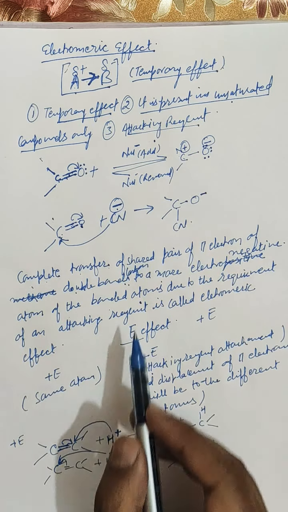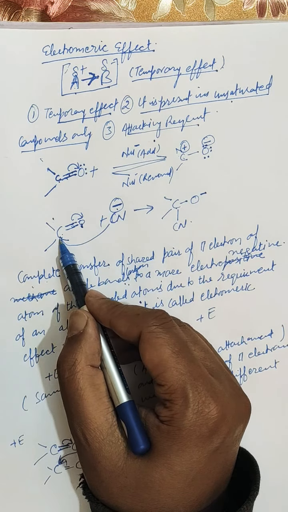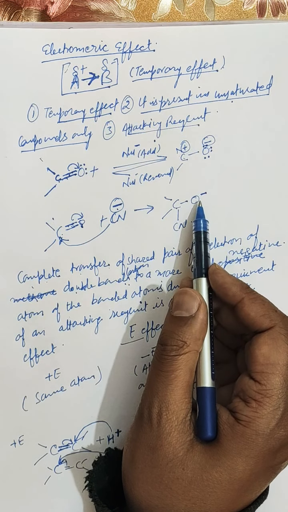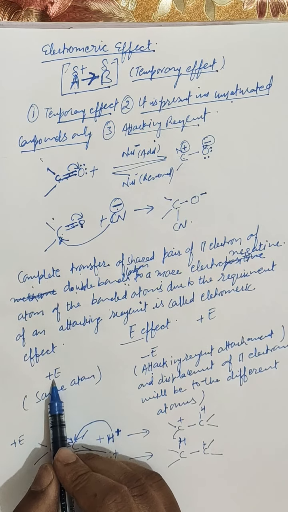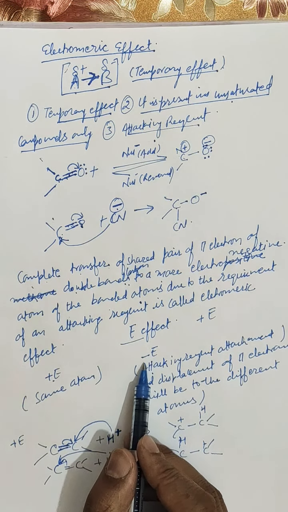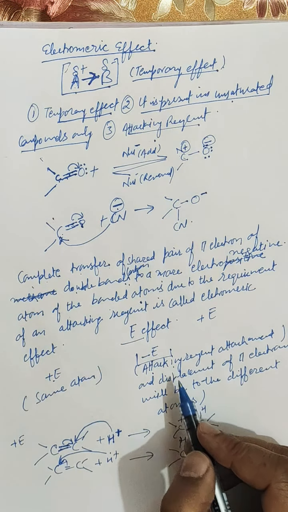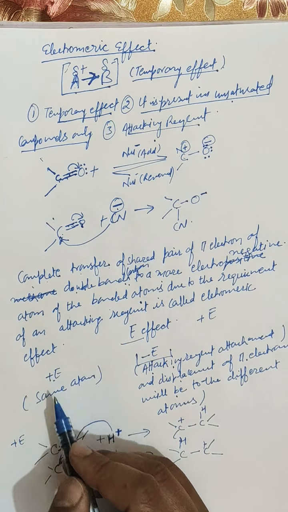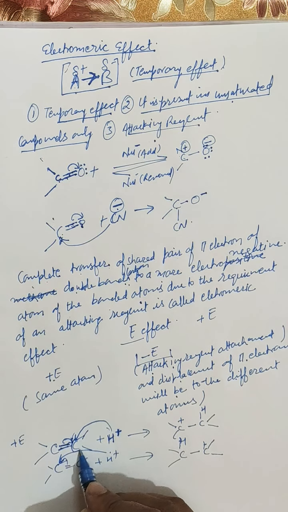Whereas in the case of this cyanide compound, the cyanide goes to the electron deficient carbon and the pi electron goes to the oxygen, which results in a negative charge on the oxygen. So there are two types of E effect, plus E effect and minus E effect. In the minus E effect, the attachment of the attacking reagent and the displacement of the pi electron are to different atoms, whereas in the plus E effect, they are to the same atom, that is, this carbon in this example.